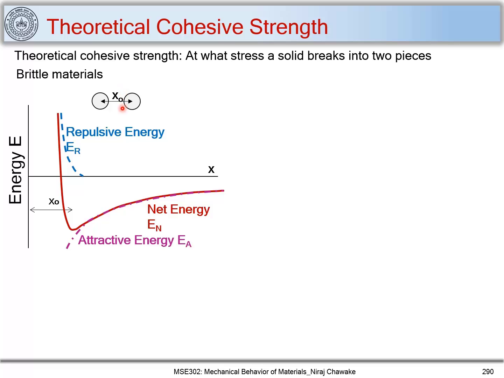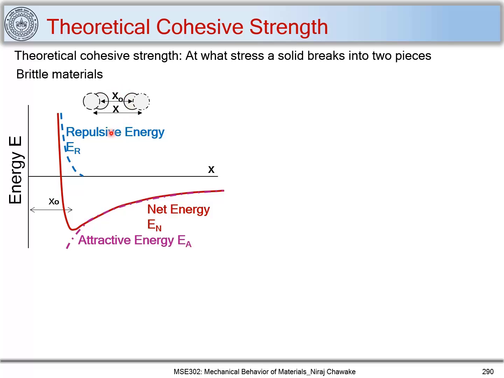Now what we want to find out as a theoretical cohesive strength is the stress at which the material will break. So let's do that by moving these atoms away from each other and try to find out what can be the x that is needed to disintegrate or break the material. Let's consider this to be x. When you stretch it to x distance, the material will try to disintegrate, or we are trying to break these bonds. Now what can be the force that is needed?